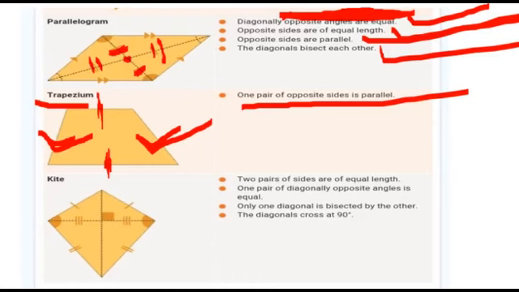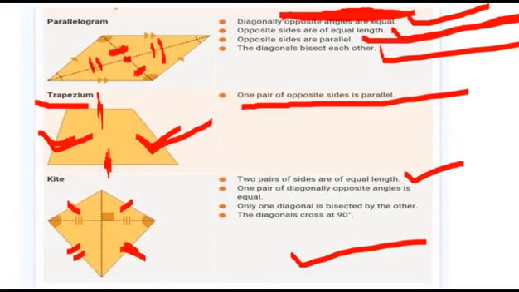Next up is kite. Two pairs of sides are of equal length. I just said that there are two pairs of adjacent sides that have the same length, and it is denoted over here. This side and this side have the same length. This side and this side have the same length. Two pairs of adjacent sides have the same length. One pair of diagonally opposed angles is equal. In a kite, this angle and this angle are equal. Just one pair of opposite angles is equal, unlike in a parallelogram, where both pairs of opposite angles are equal. In a kite, you have just one pair of opposite angles equal.